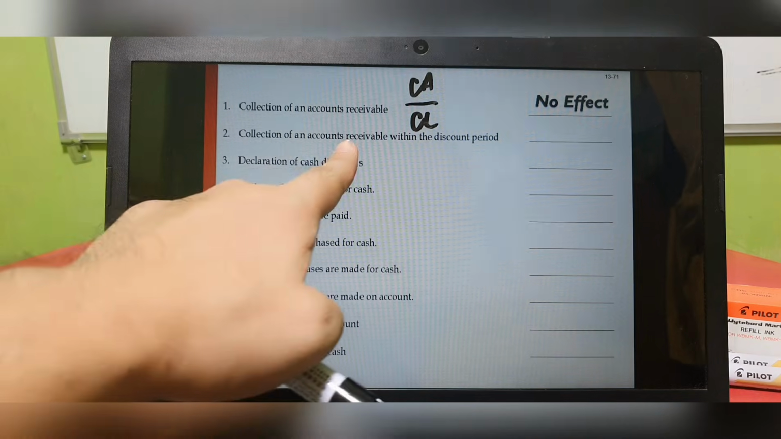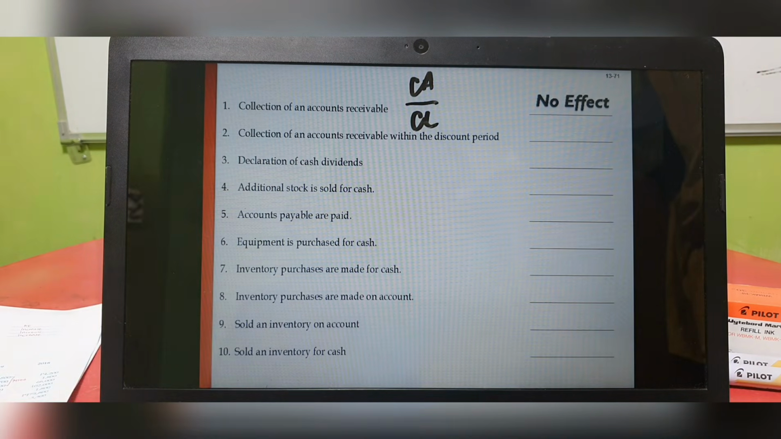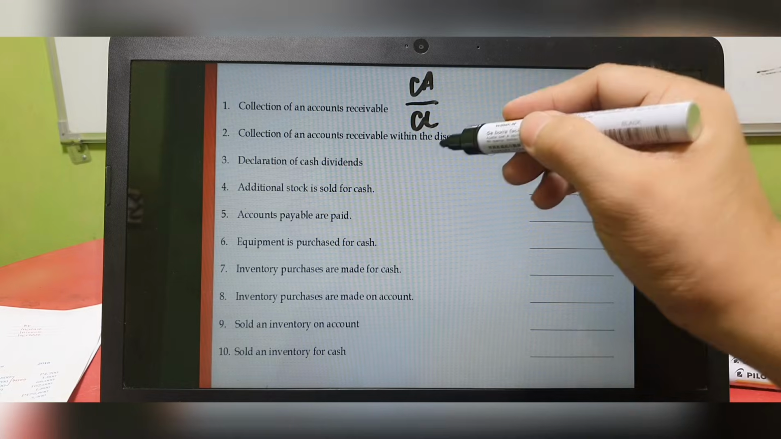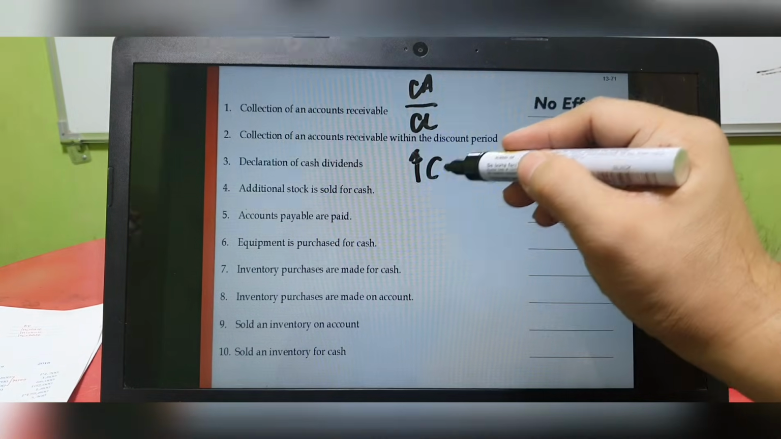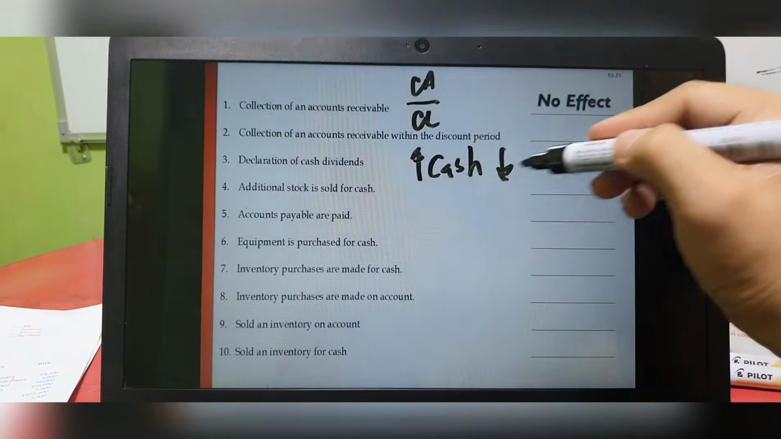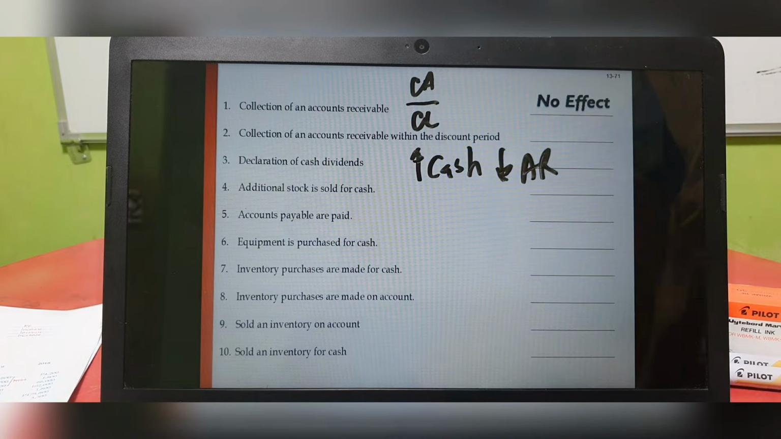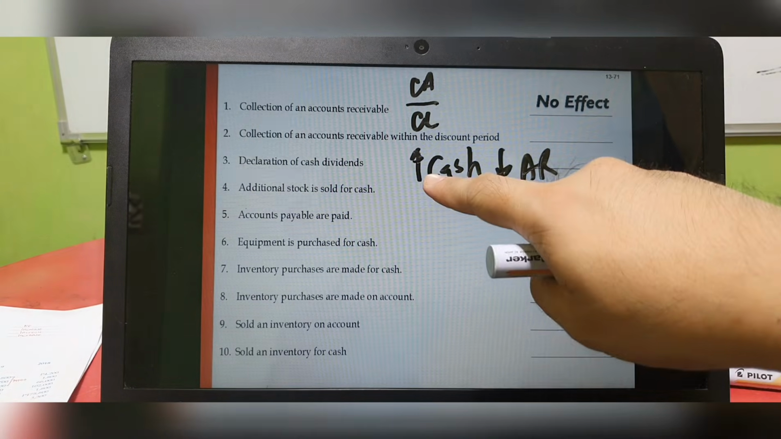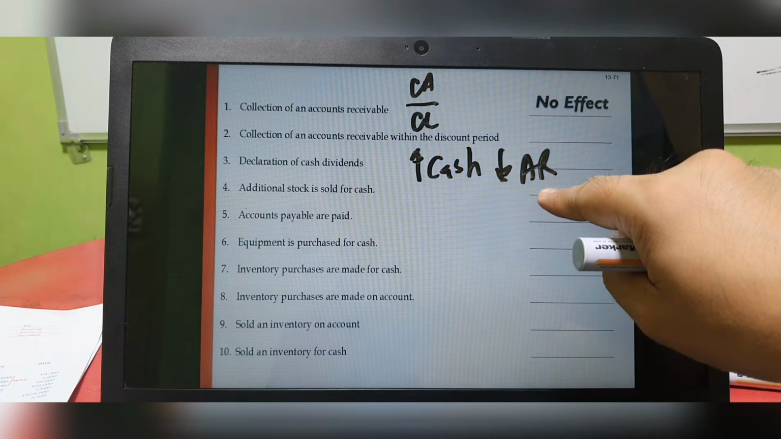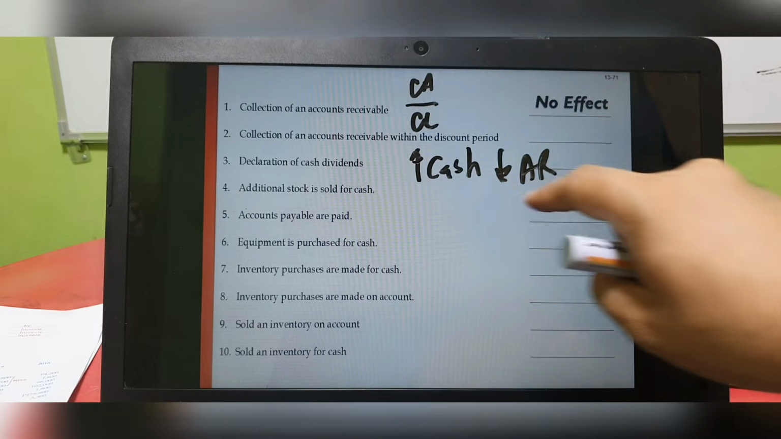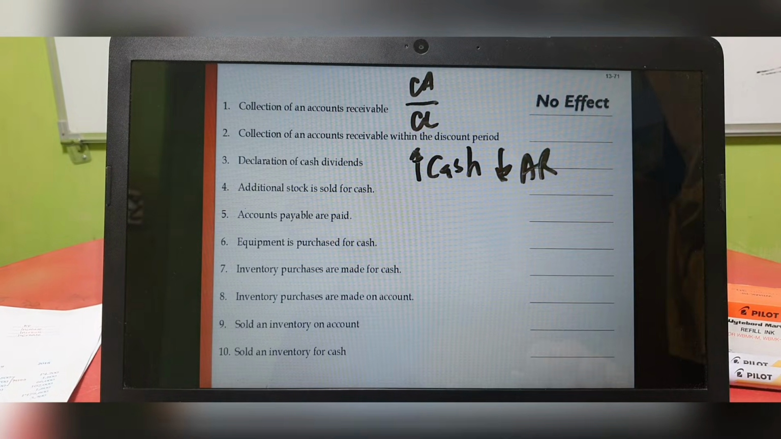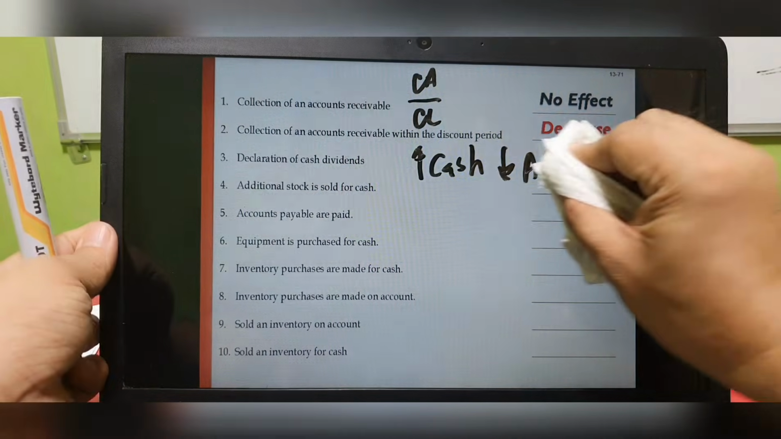Number 2, collection of accounts receivable within the discount period. Here, cash increases and AR decreases. But the increase in cash is smaller than the decrease in AR. This means the decrease in AR is larger. Therefore, the answer is decrease. Okay?